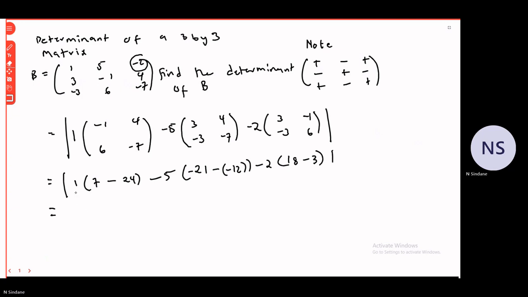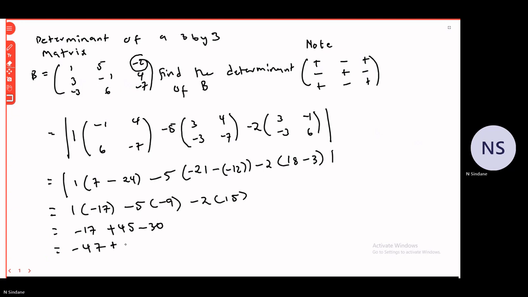And then this gives me 1 into minus 17, minus 5 into minus 9, then minus 2 into 15. Then this gives me minus 17, right? Plus 45, this is plus actually. And then this is minus 30. And I can definitely see this will be minus 47 plus 45, which gives me the determinant of minus 2.